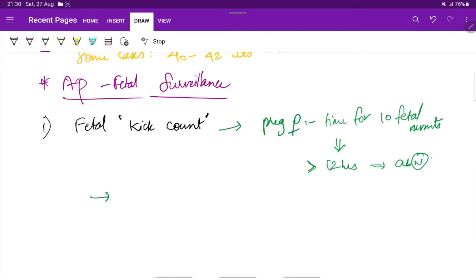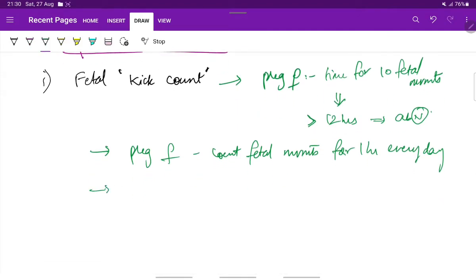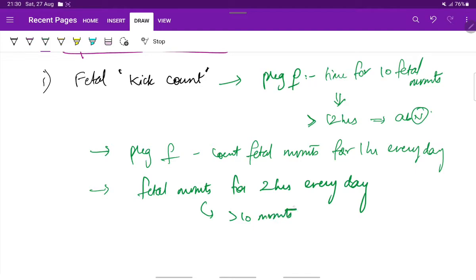And one more method is that the pregnant woman is asked to count the fetal movements for 1 hour every day. And there is one more method where the woman is instructed to count fetal movements for 2 hours every day. If there are more than 10 movements in 2 hours, it is considered to be normal. These are the various methods for counting the fetal movement.